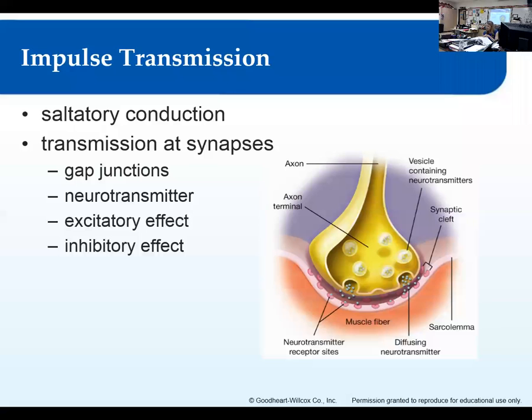Okay, transmission at the synapses. We're talking about transmission between a neuron and something else. As in this picture, it could be that exchange of an action potential from a neuron to a muscle, like we talked about in the last chapter, or it could be from one neuron to another neuron. So there's a few different ways for transmission to occur where neurons meet up.